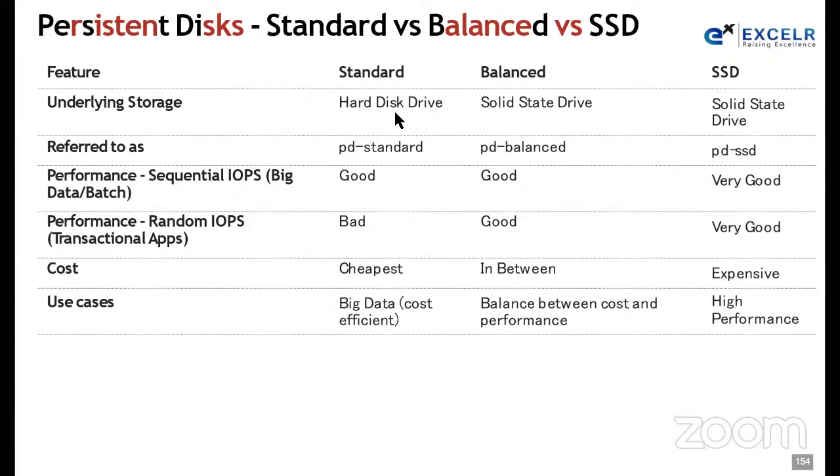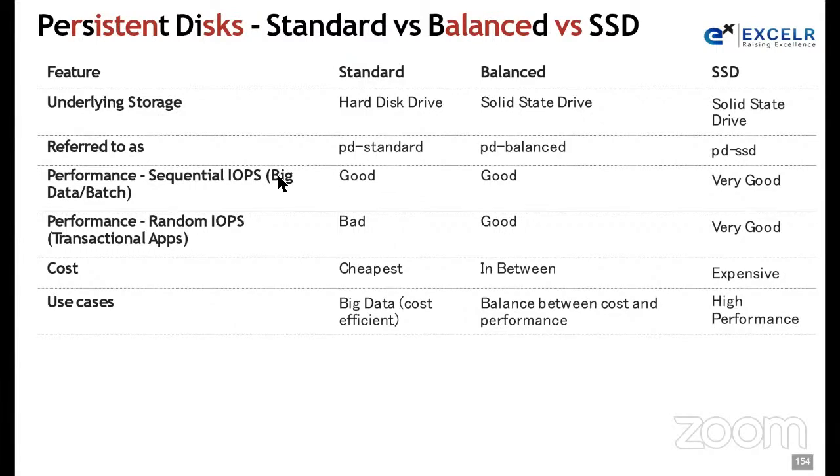Naturally, the cost for your standard disk will be the cheapest among all of them, because it is using a hard disk drive. Balanced is going to give you a balanced price compared to the performance, and the most expensive will be the SSD. This is the case for any SSD drive we have seen with all the service providers, be it AWS, Azure, or GCP.